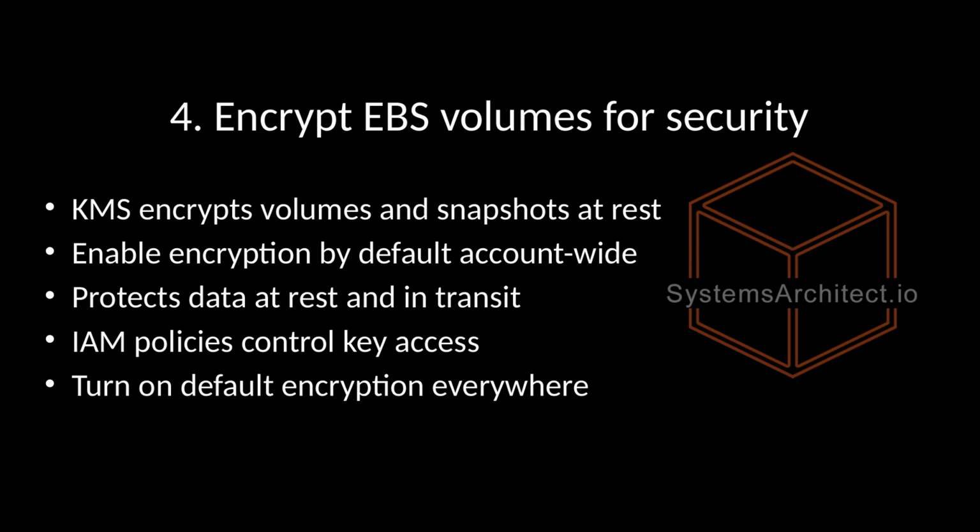4. Encrypt EBS Volumes for security. Encrypting EBS volumes protects data at rest using AWS Key Management Service, or KMS. Enabling encryption by default closes the gap where an unencrypted volume gets created by mistake. IAM policies control who can use a given KMS key. For regulated workloads, this combination often decides a compliance audit.